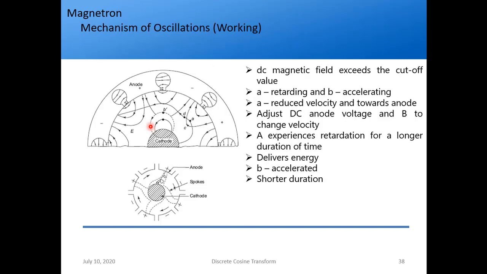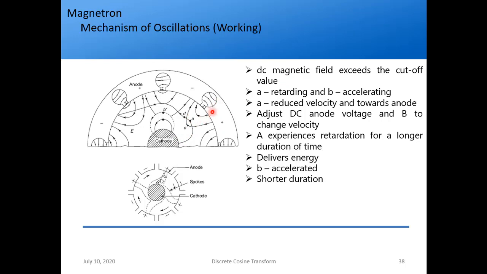So let me go to that slide. Yeah, so A is observing a retarding field here. How? If you see here, once the source is switched on and the DC magnetic field is exceeding the cutoff value, the electron will not trace, because it is greater than the cutoff or critical magnetic field value, so it will go till somewhere here.